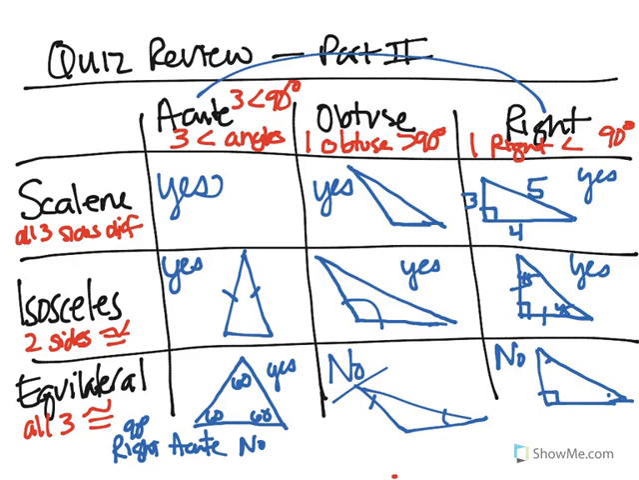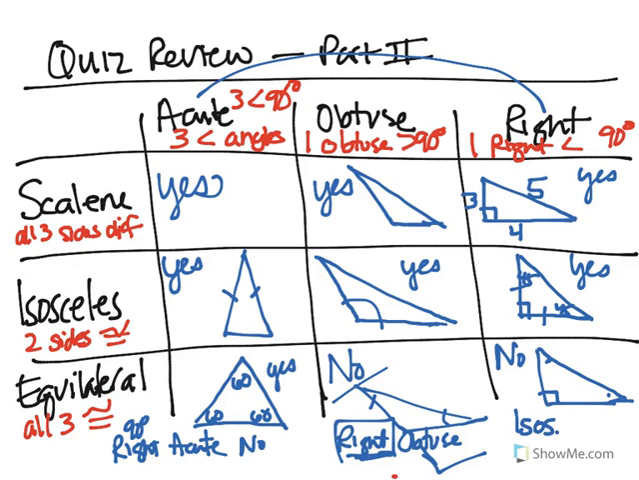How about a right obtuse? Can't do that either because if it has an obtuse angle, that's greater than 90 degrees, and you don't have enough degrees left over for your right angle. Can't happen. Never going to work. You're going to have a triangle that has more than 180 degrees. That won't work.